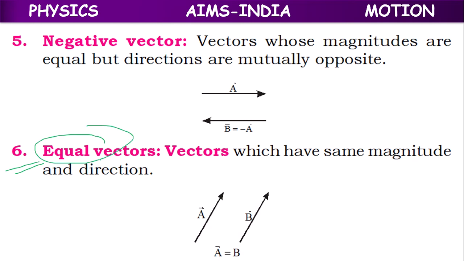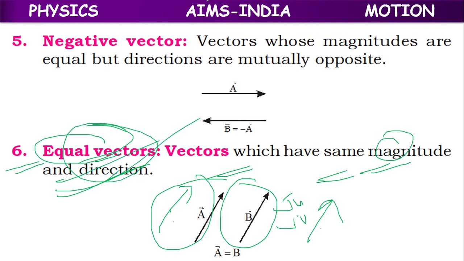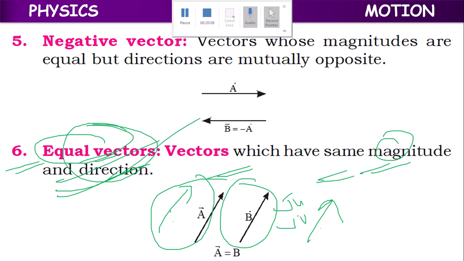Next one, about equal vectors. Means vectors which have the same magnitude and direction. If their magnitudes are the same, like 5 units, 5 units, and their directions are the same, first one is traveling towards north, second one is also traveling towards north, in such a case they are called equal vectors.